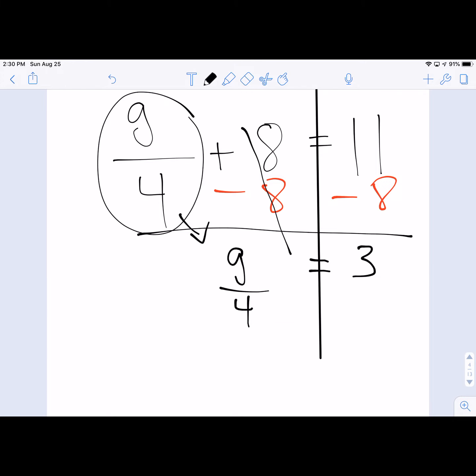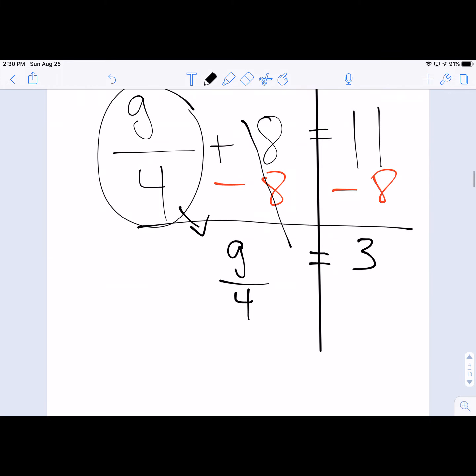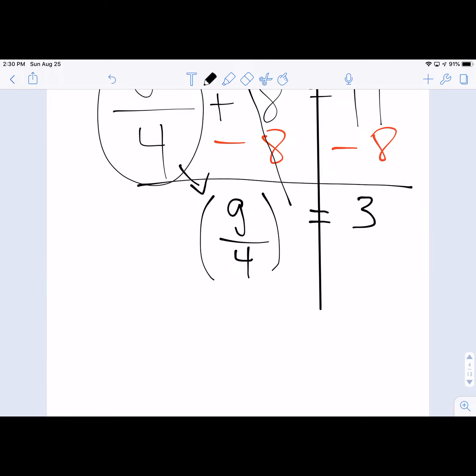Remember, we're trying to figure out what g represents number-wise, so what number could we have that would divide by 4 to equal 3? If we are still doing our equation, what you can do, and this is what I always do, is put parentheses around both sides, because we are going to multiply.